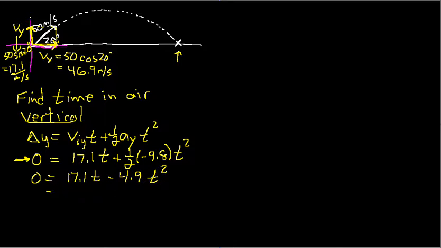And now if I factor out t, I get t times (17.1 minus 4.9 t), because I have a t here and a t squared here, so I pull out a t. And now in order to solve, if any two factors multiply to equal 0, I set each one equal to 0. The one I'm interested in is this one right here.